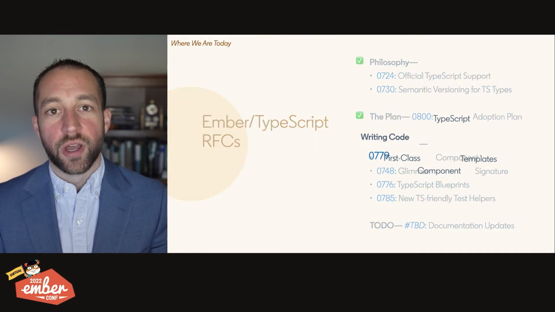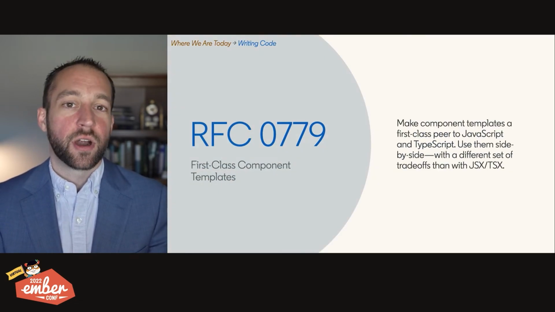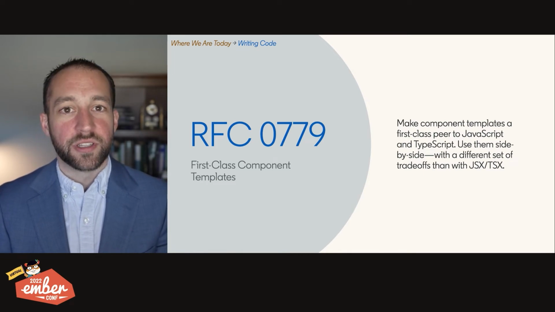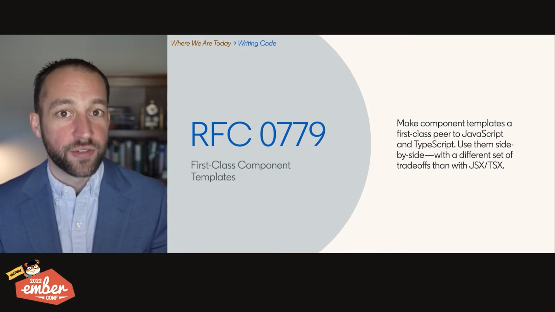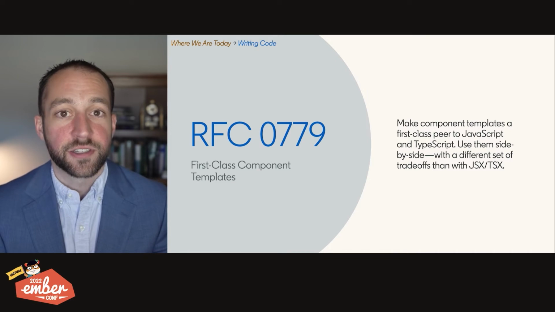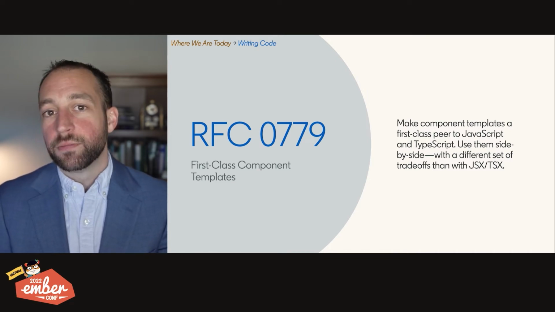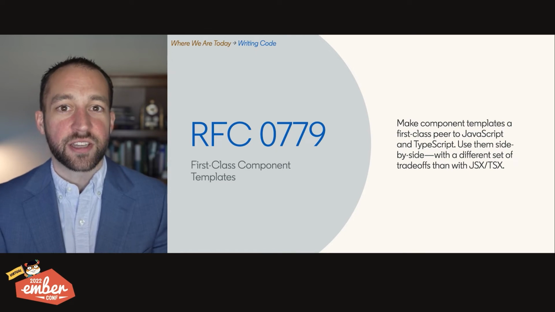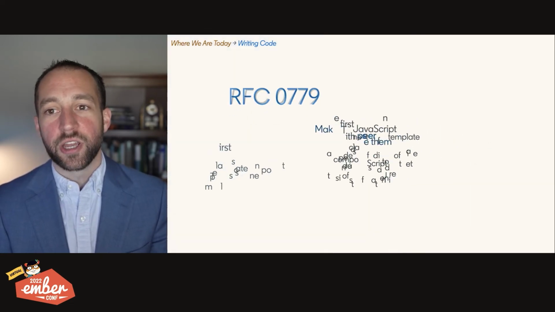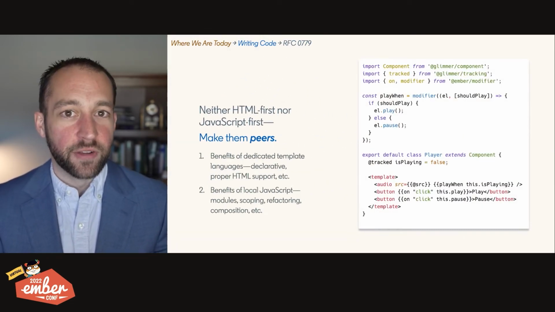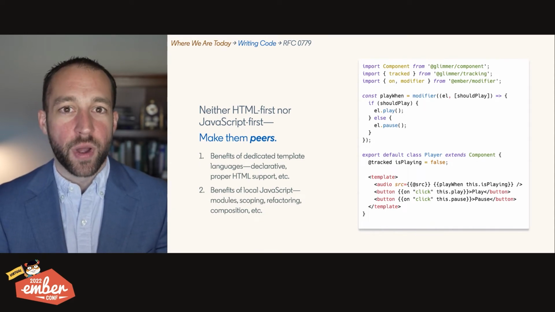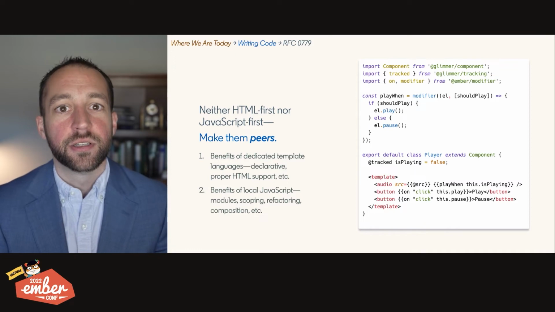The first of these was first-class component templates, RFC 779. The goal here is to make component templates a first-class peer to JavaScript or TypeScript, along with CSS. We can now use them side by side, but with a different set of trade-offs than JSX and TSX has. The goal here is not to have HTML first or JavaScript first. They're peers in modern web applications, as is CSS.